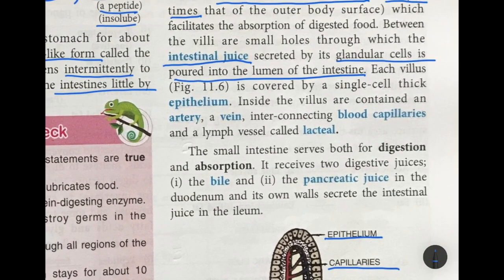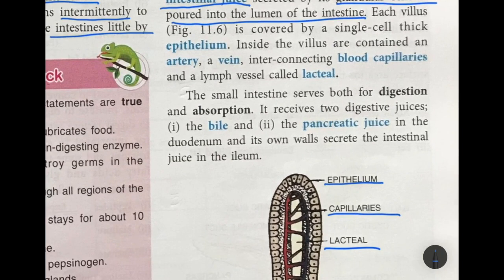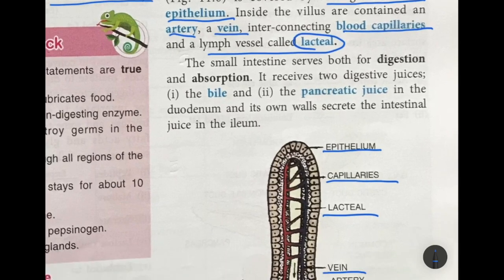So basically, what is the villus made up of? It is covered by a single thick epithelium. Inside the villus, you have an artery, a vein, and interconnecting blood capillaries, and then a lymph vessel, which is the lacteal, right at the center.